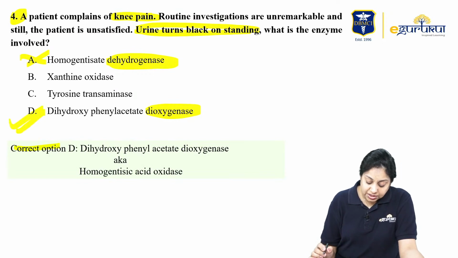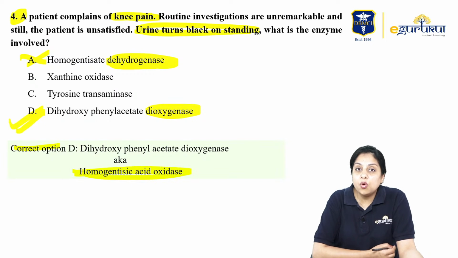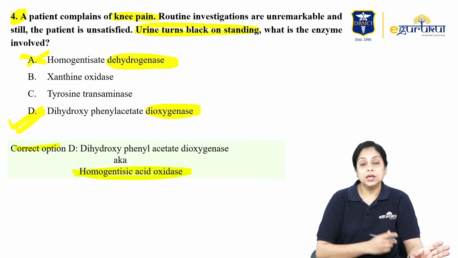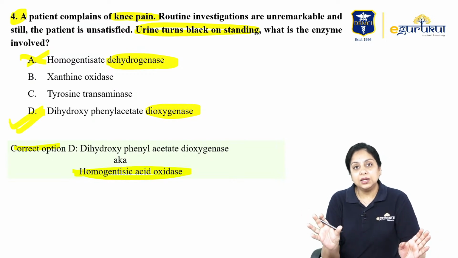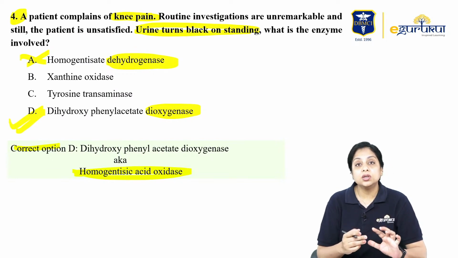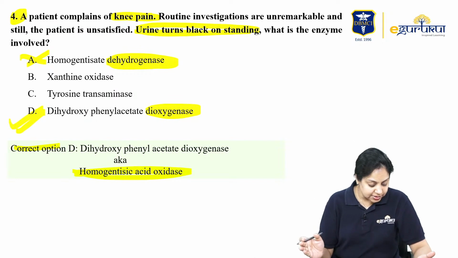Why is D correct? Because this is homogentisate 1,2-dioxygenase, which is another name, the chemical name, of homogentisic acid oxidase. So don't just get lured by the term homogentisate. Look at what is behind it. It's not dehydrogenase. It should be dioxygenase, oxygenase, something of this kind. So the entire name should be correct.